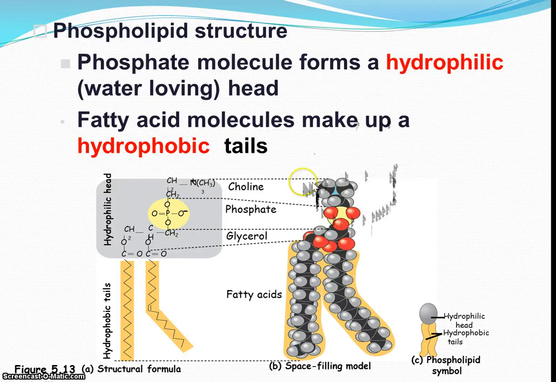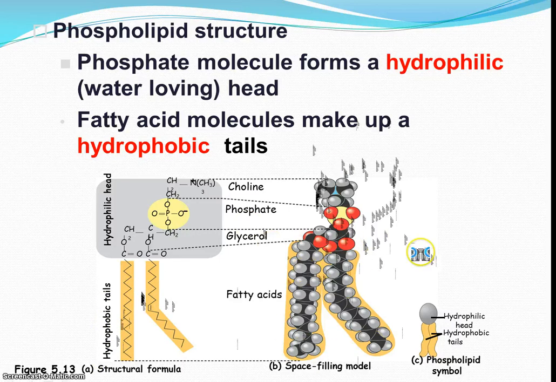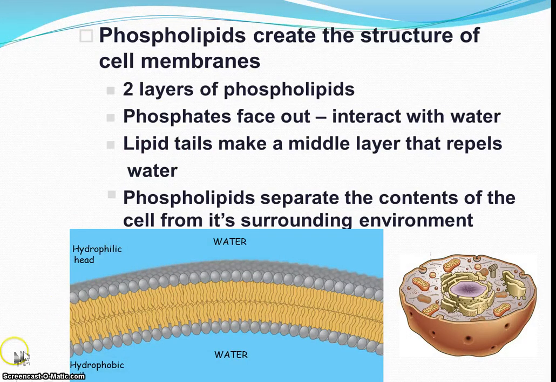So this part right here, which is the phosphate part, is going to be the hydrophilic, meaning that it likes water. This part, which is the tail, is going to be the hydrophobic part. And they are going to stack in 2 layers, okay, which is what we call a phospholipid bilayer, because there's 2 of them.